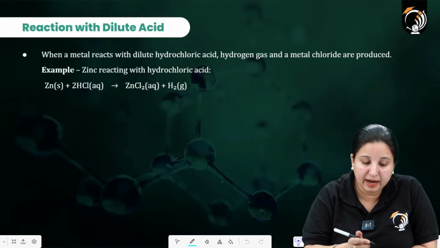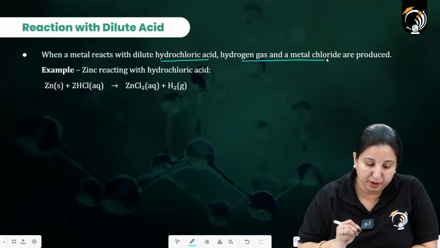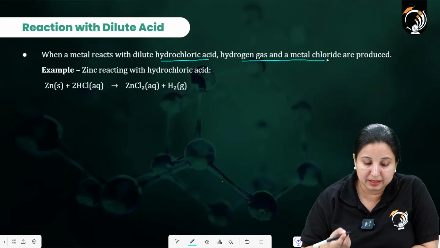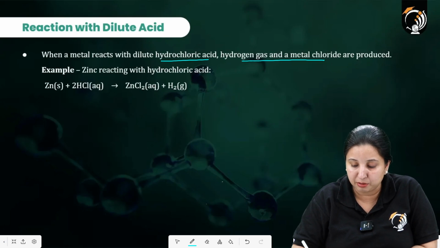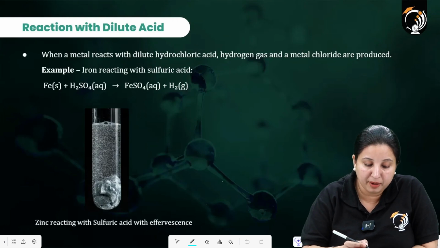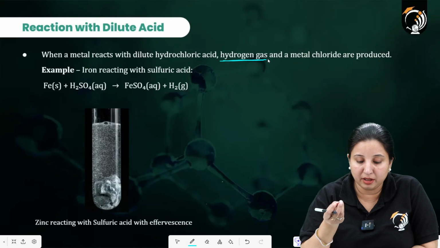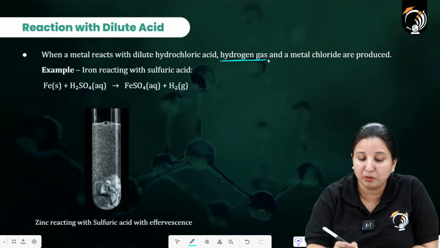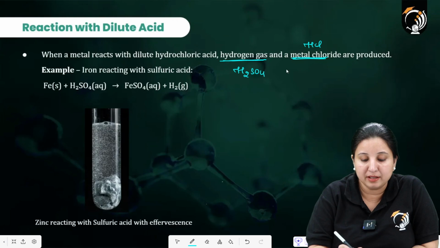Now when the metal reacts with dilute hydrochloric acid, hydrogen gas and metal chlorides are produced. So basically, for example, zinc reacting with HCl is going to provide ZnCl2 and hydrogen gas. If you take a dilute acid, hydrogen gas is going to be produced, and the salt depends on the acid. If you take HCl, it is going to provide a metal chloride. If you take H2SO4, it is going to provide sulfates.